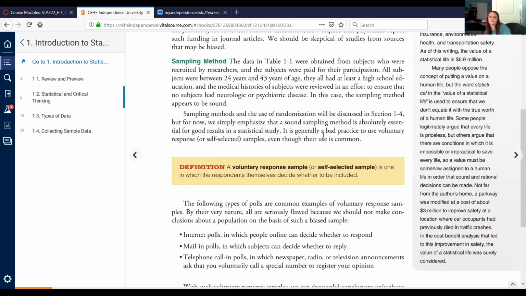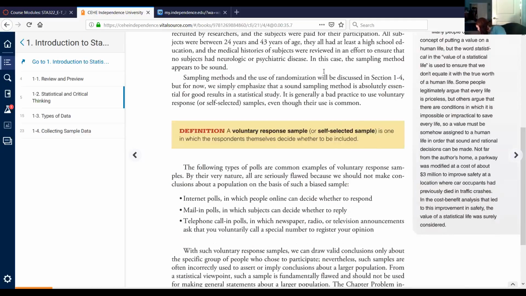In this case, it looked pretty random. So let's look at a non-random process, the voluntary response. Here are some examples: internet polls, mail-in polls, telephone call-in, or the kind of thing where, if you have an opinion on this, give me a call. Radio hosts do this a lot to try and sway public opinion.